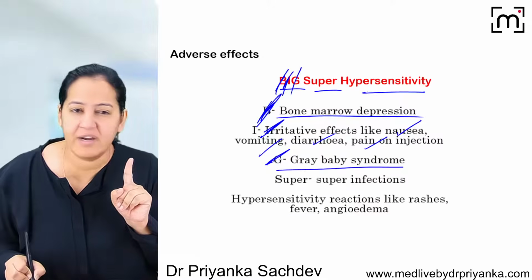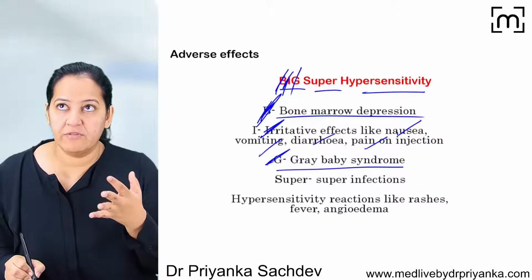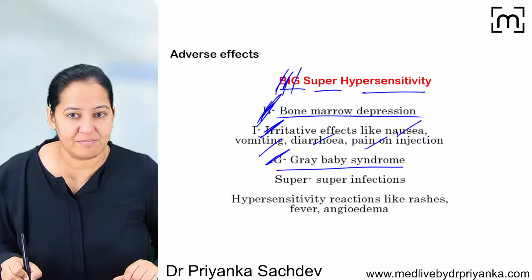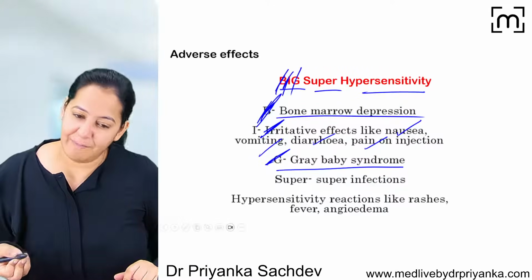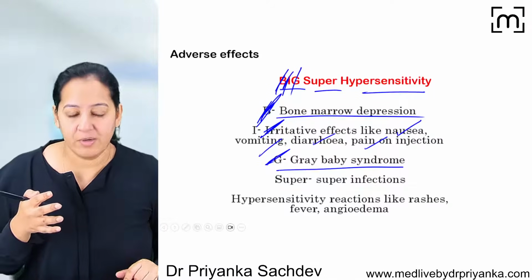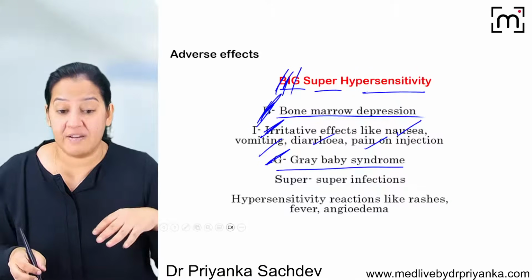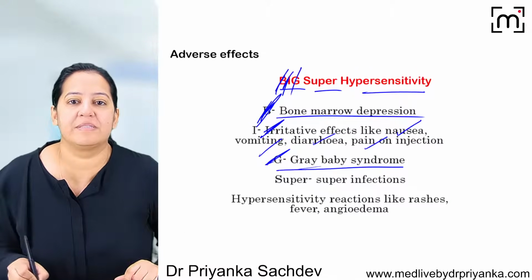G stands for grey baby syndrome. Very important. Never give chloramphenicol to a newborn, to a neonate, to an infant. Because if you give it, the patient will have cyanosis. Patient will have pancytopenia. The newborn can have toxicity because it is not very well metabolized by the newborn. Patient can have cyanosis, and this is known as gray baby syndrome.